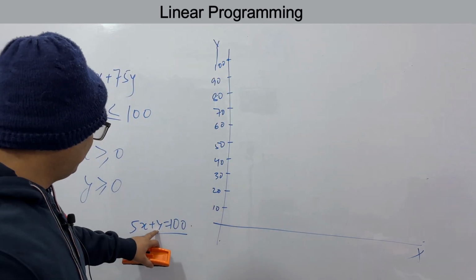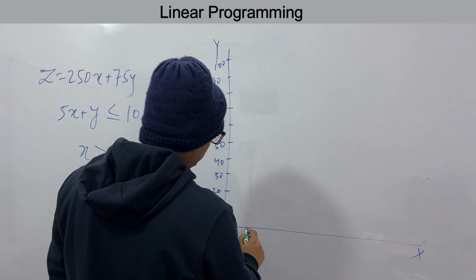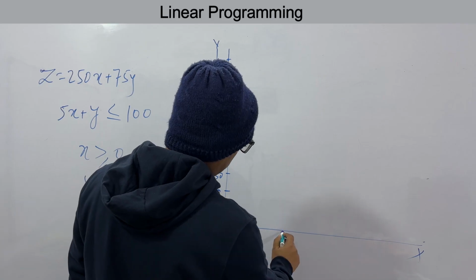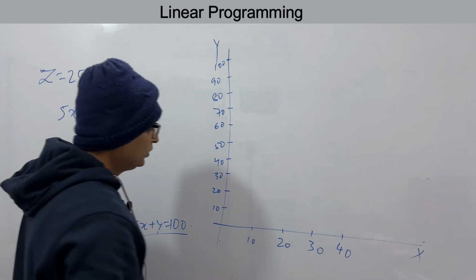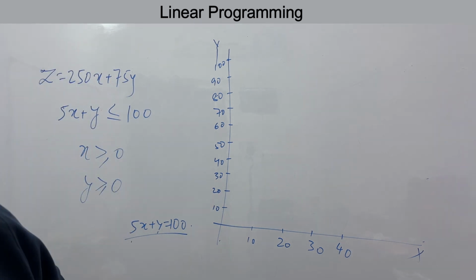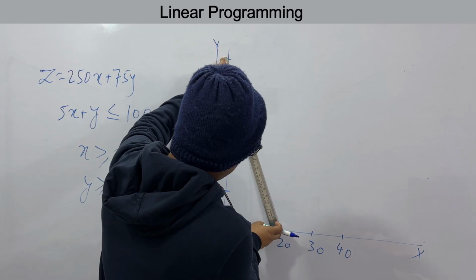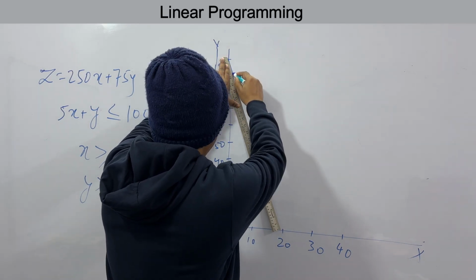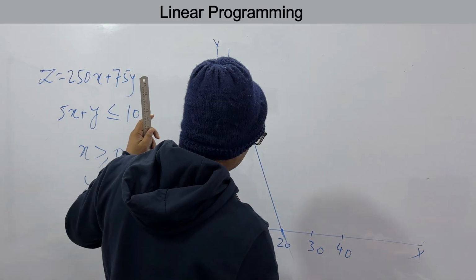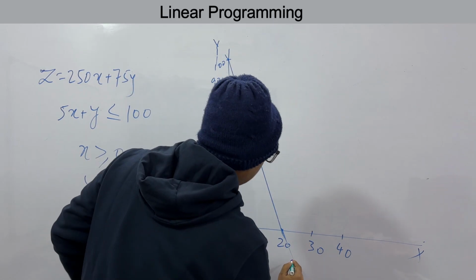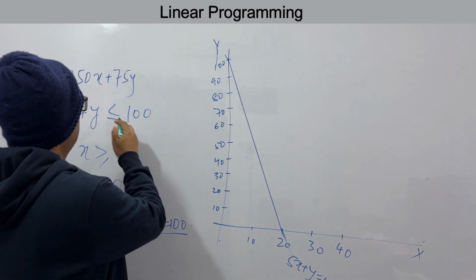And then when y is equal to 0, x will be equal to 20, 100 by 5. So let's say this is 10, this is 20. Let's say this is 30, 40. So our line will be this one, from 100 to this point. Okay, so this is our line. Which line? 5x plus y equal to 100. This is the line, and the constraint says less than equal to 100.